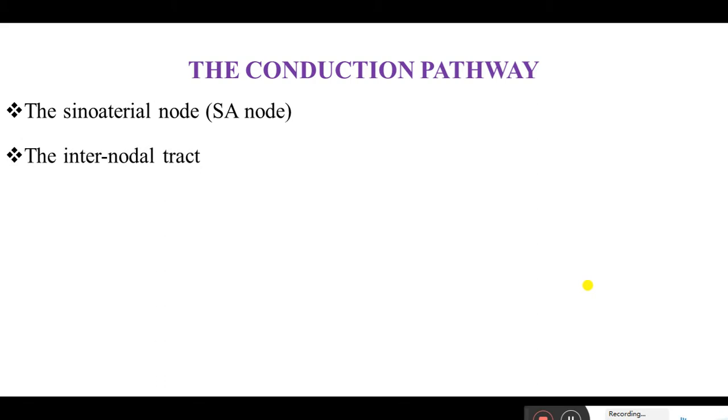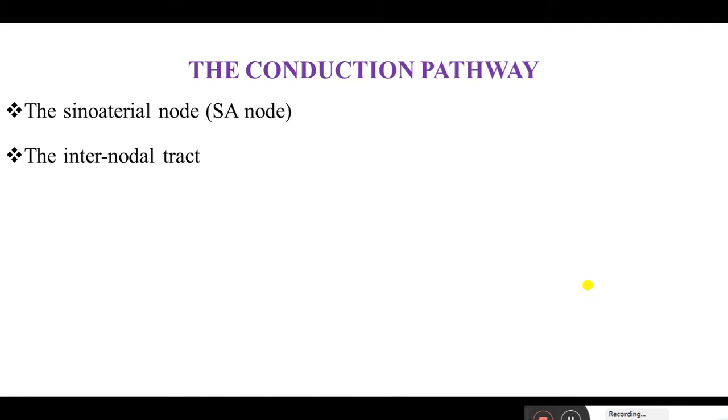Now let's go down to this conduction part. The sinoatrial node creates the electrical impulse. Of course, there is a path this electrical impulse follows to depolarize the myocardial muscle to generate myocardial contraction. We already talked about the sinoatrial node, the natural pacemaker of the heart that generates the heart's electrical system. The sinoatrial node creates the electrical impulse.